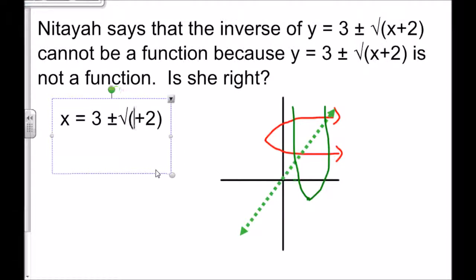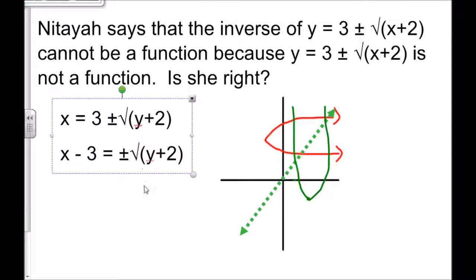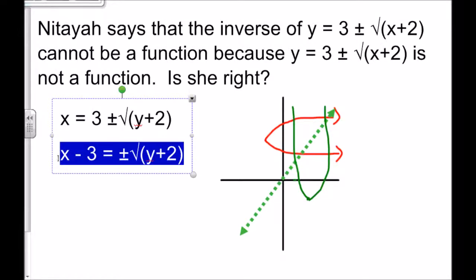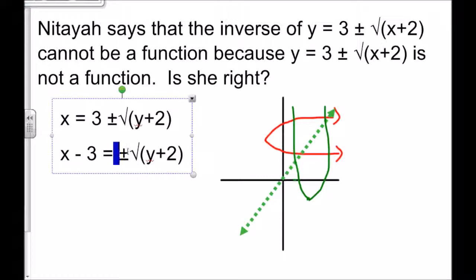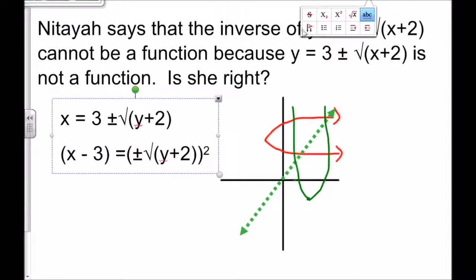So the first thing we need to do is subtract 3 from both sides. So x minus 3 equals plus or minus the square root of y plus 2. The next step is to square essentially the entire thing. We're going to square this side, and whether it's positive or negative won't matter, because when you square it, it will end up positive. So we square this side, and anything you do to one side, you have to do to the other. So over here we've got (x minus 3) squared equals (plus or minus the square root of y plus 2) squared.